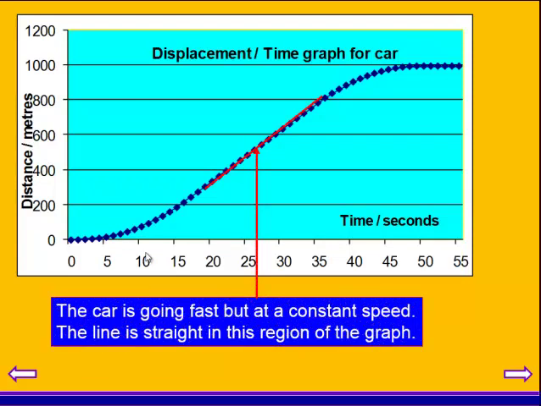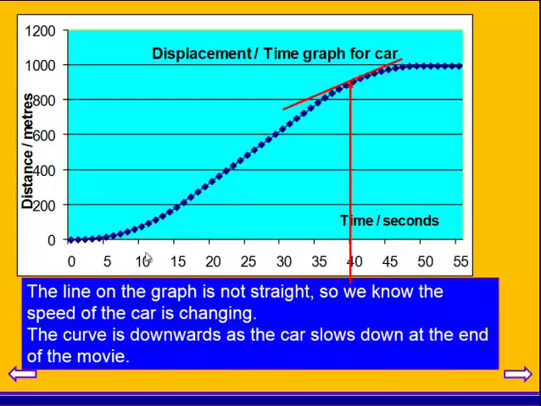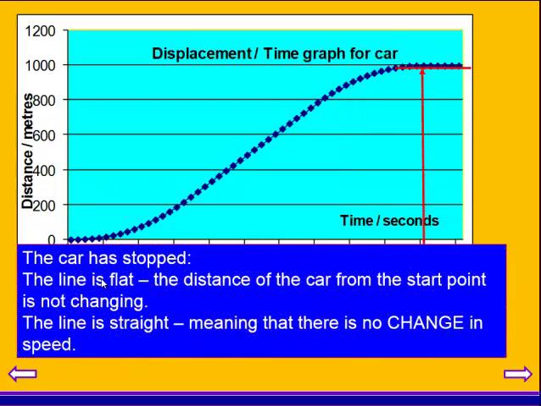When the car is going at a constant speed, we end up with a straight line. That shows that the gradient is related to the constant speed. As the line begins to curve downwards, that's an indication that the car is slowing down. And finally, when the line is flat and horizontal, it means that the car is not moving, as there's no change in displacement. So the speed has to be 0.